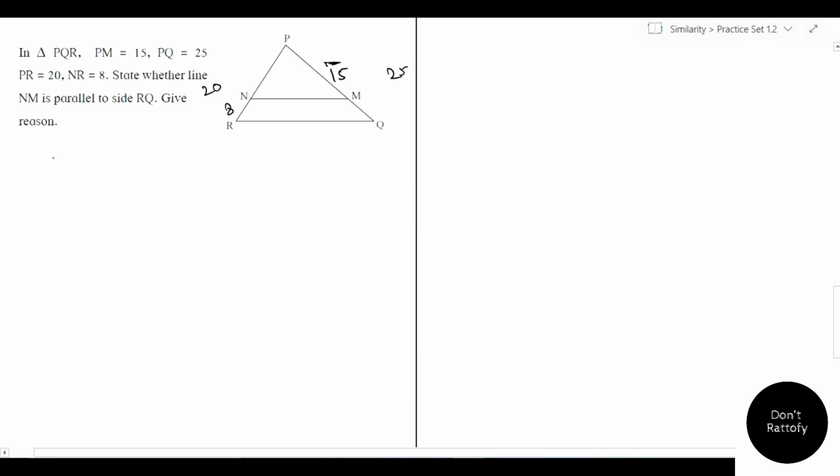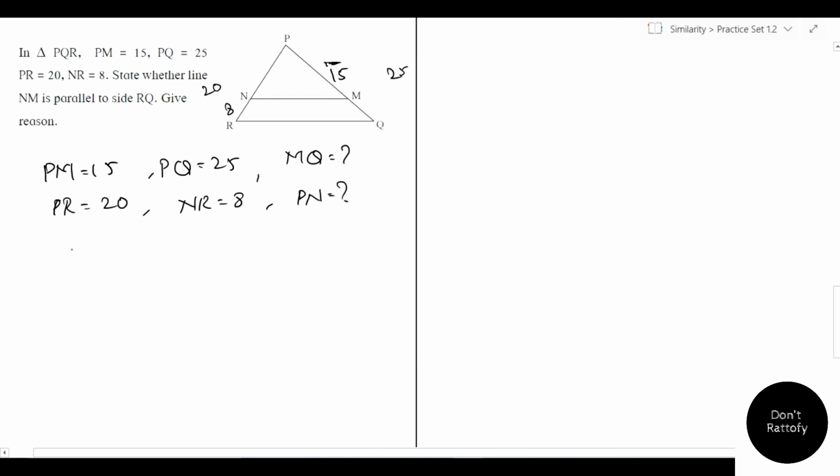So first we'll try to find out the simpler parts, that is PN, NR, PM and MQ. We'll write the given first. The given says that PM is equal to 15, PQ is equal to 25, PR is equal to 20, NR is equal to 8. So first we have to find MQ, and second we have to find PN.